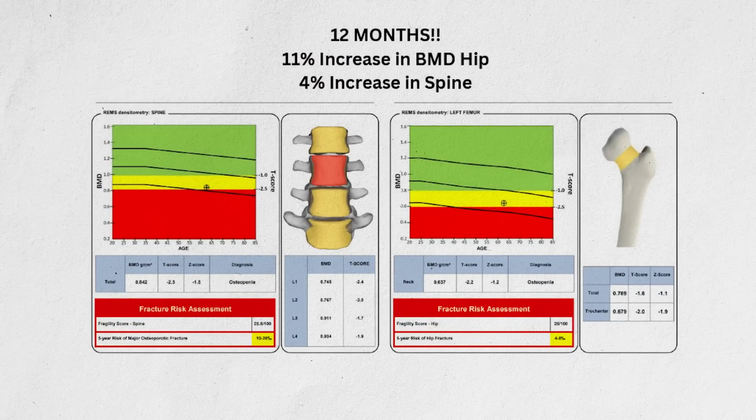All right, so then if we go to 12 months, it continues to get better. So T-score only a little bit better in his spine, negative 2.4 to negative 2.3, but his hip continued to get better, went to negative 2.2. So you do the math on that, on the BMD, grams per centimeter squared, and he had 11% increase in his hip BMD. That's awesome. That's massive, right? And 4% increase in his spine.